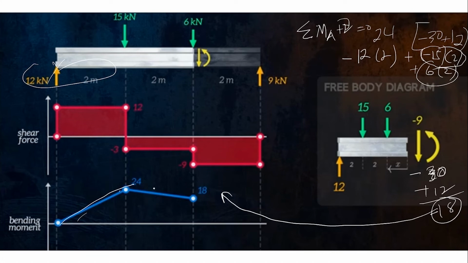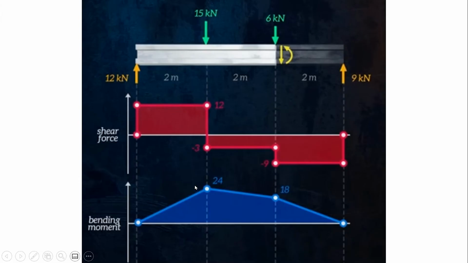Clockwise is negative, so this is also negative. So it goes lower: 24 is higher than 18. So from 24 to 18, it goes down. That's how you analyze, and so on and so forth. If we continue the analysis, we will have this: 24, 18.